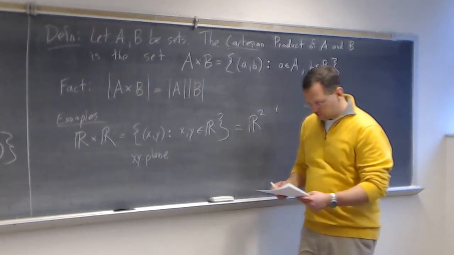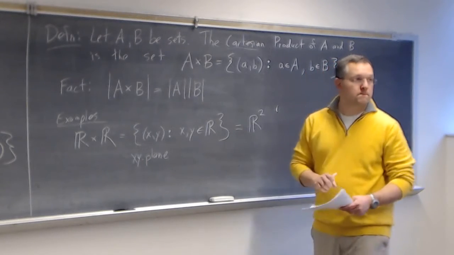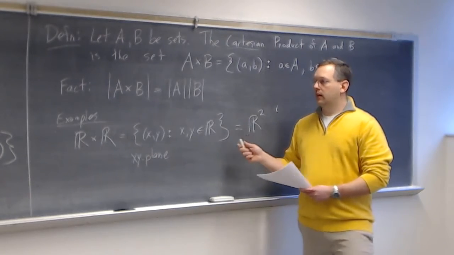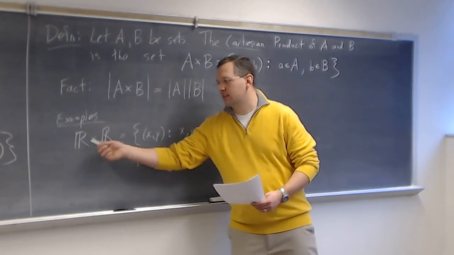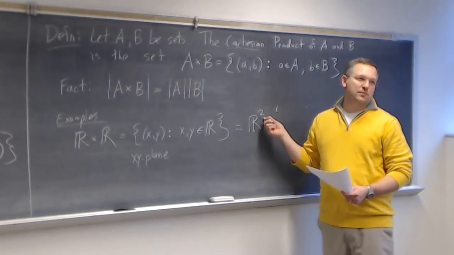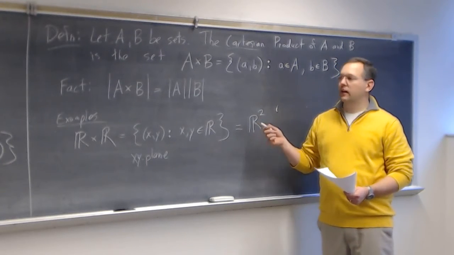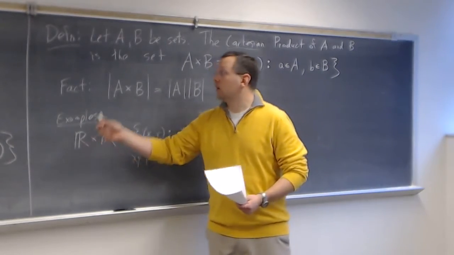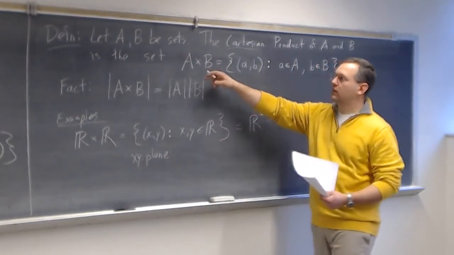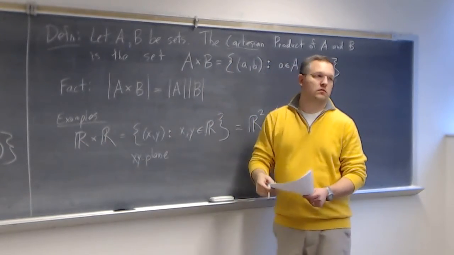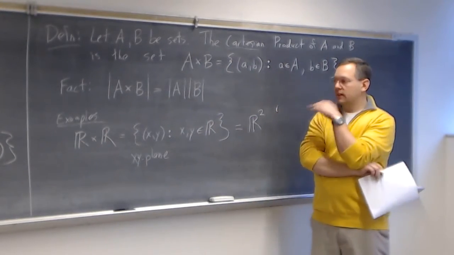Okay. With R squared though, would you only have positive values? No, because this is not an exponent in the sense that it's literally a number times itself. It just means you're taking a new type of multiplication, the Cartesian product, R with itself.